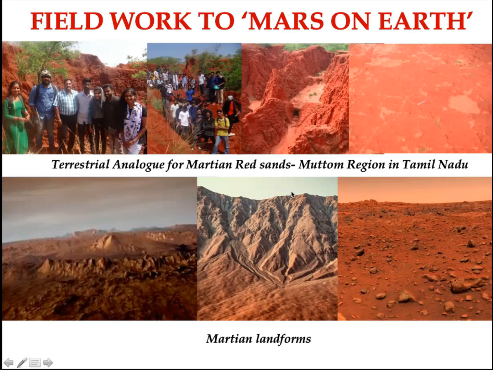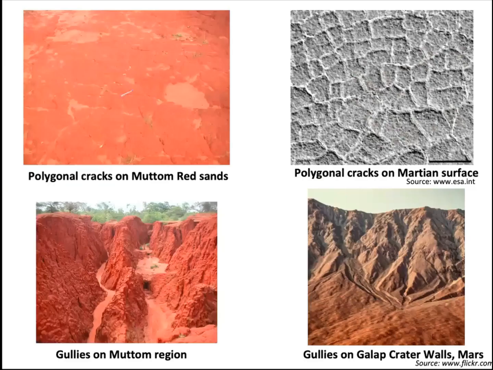So we try to correlate what the features are, and we discuss how these types of features are formed over here. Then we try to extrapolate those features or processes to understand the formation of similar features on the Moon or Mars. That's another beauty of this planetary analog research. I'll show you some close comparisons. We have polygonal cracks on the Martian surface. Of course, sometimes we cannot directly correlate, but we will see various possibilities, or various options we can suggest.